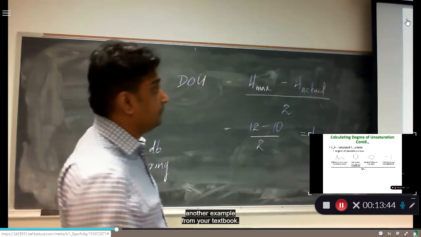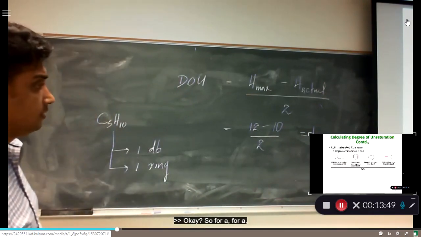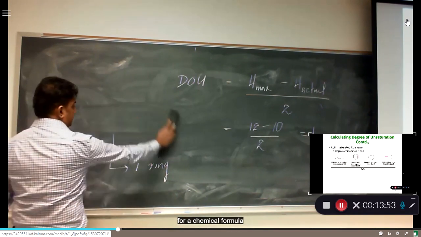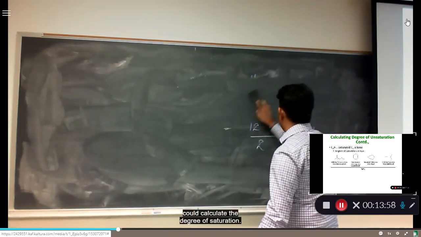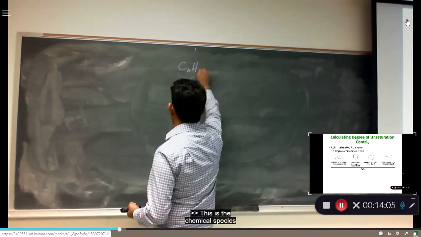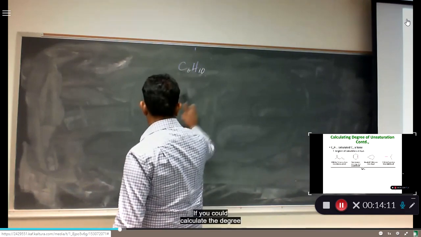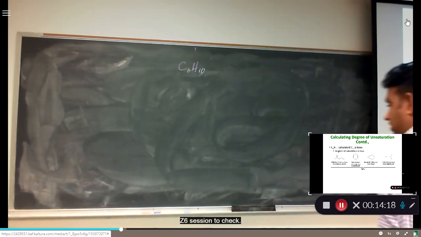So here's another example from your textbook. For a chemical formula C6H10, see if you could calculate the degree of unsaturation. C6H10, this is your chemical formula. See if you could calculate the degree of unsaturation for C6H10.